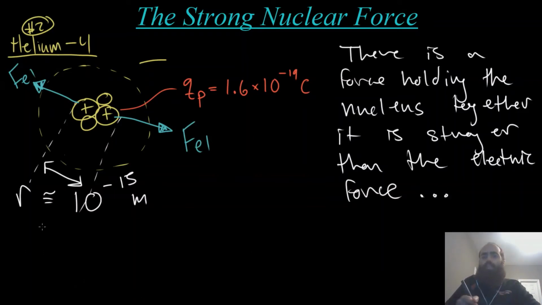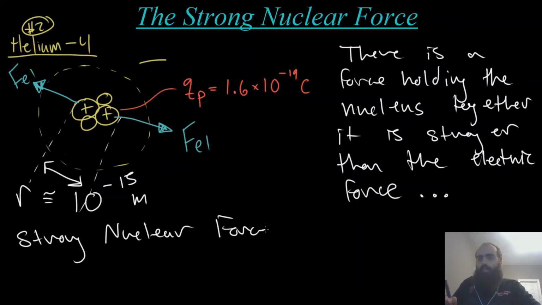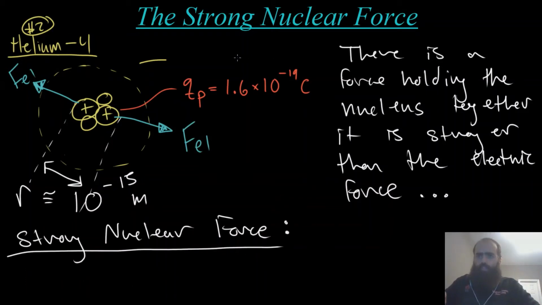And that force is called the strong nuclear force. Right. So just to make clear, we were asking the question, what keeps the nucleus from falling apart? The answer is that there is a force that's holding the nucleus together. It's even stronger than the electric force, and that's what we call the strong nuclear force.